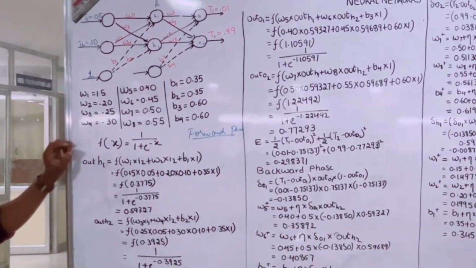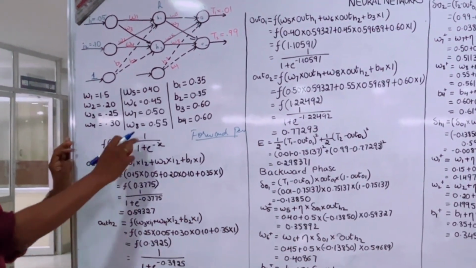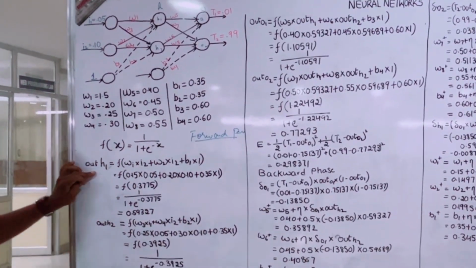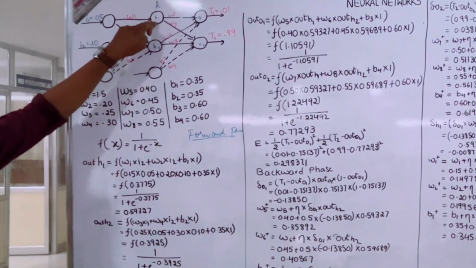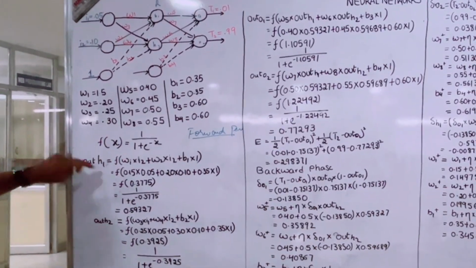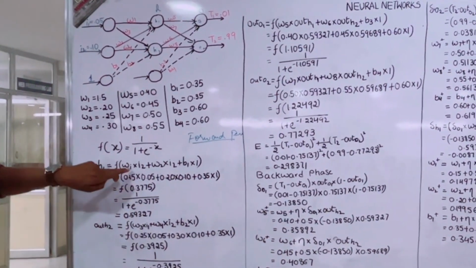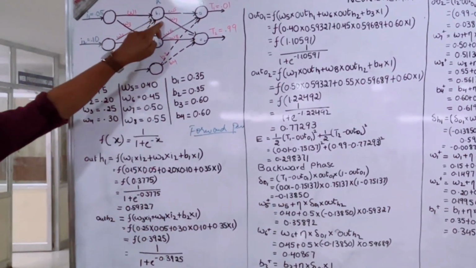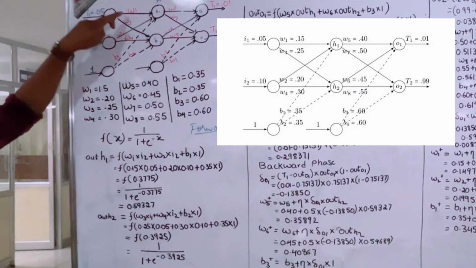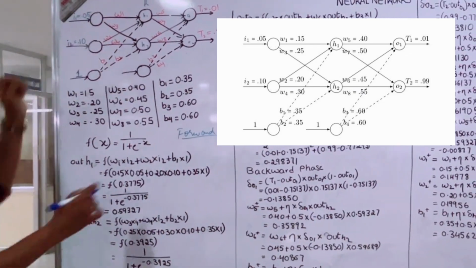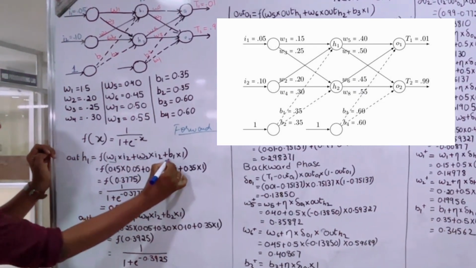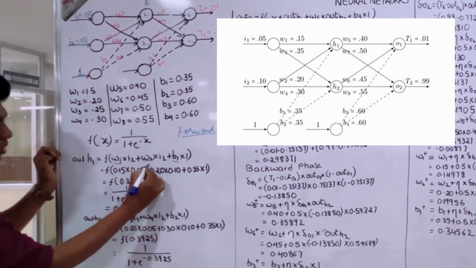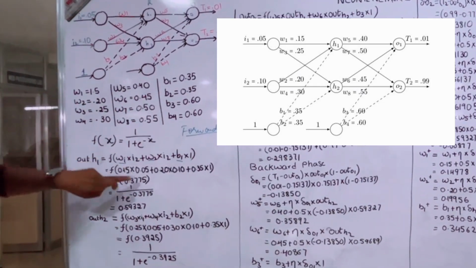So this is the main function equation: f of x equals 1 by 1 plus e to the power of minus x. This is the sigmoid equation. First we should calculate the output for H1. We should find the output for this particular hidden layer neuron. For this H1, what are the things that are coming? W1, W2, then the bias B1. It should be multiplied with the corresponding inputs.